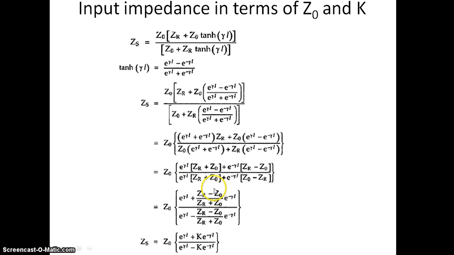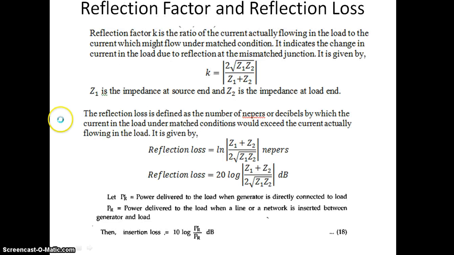So what is (ZR minus Z0) by (ZR plus Z0)? This is K. So the input impedance is related to the characteristic impedance and the reflection coefficient with the expression Zs equal to Z0 into (e power gamma L plus K e power minus gamma L) divided by (e power gamma L minus K e power minus gamma L). So if you are given the reflection coefficient and the propagation constant, you will be able to find the input impedance.